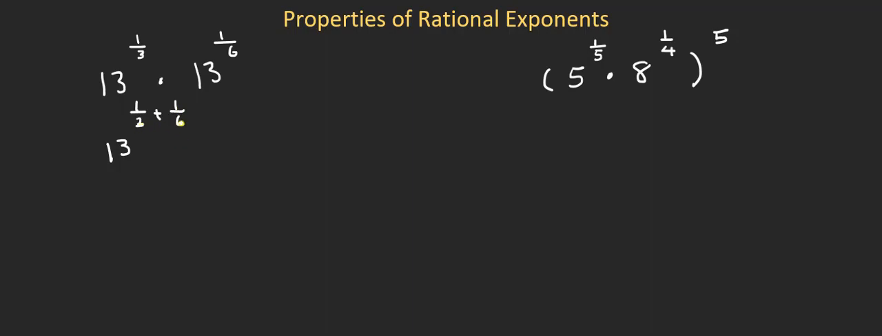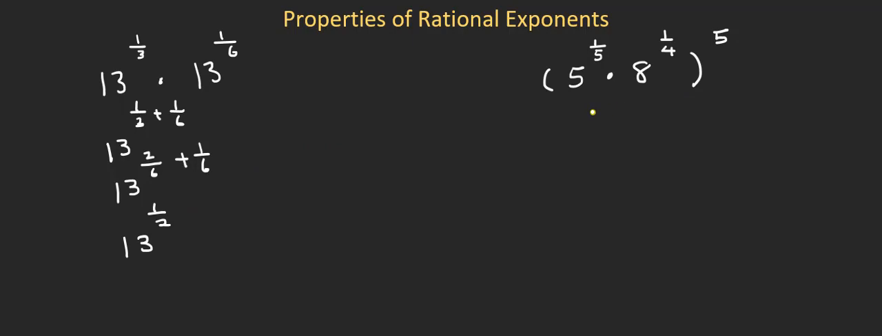And what is the common denominator? That's 6. So you end up getting 13 to the 2 over 6 plus 1 over 6, and that's 1/2. It's 13 to the 1/2.